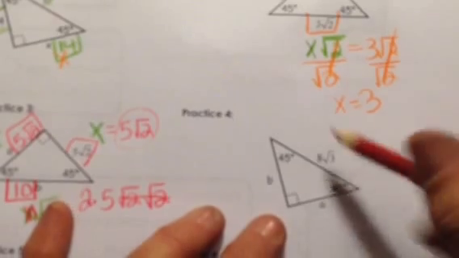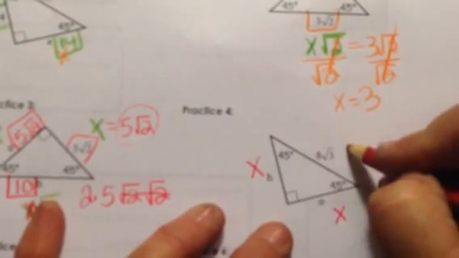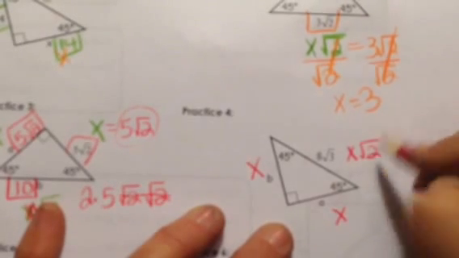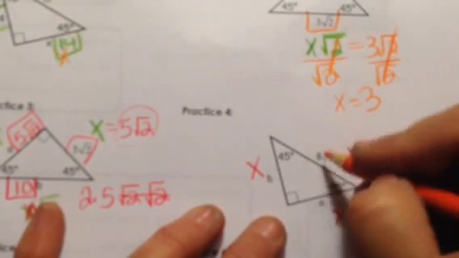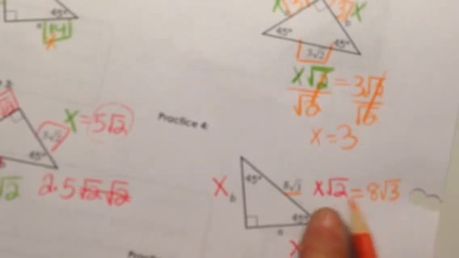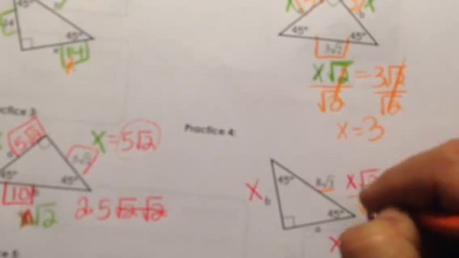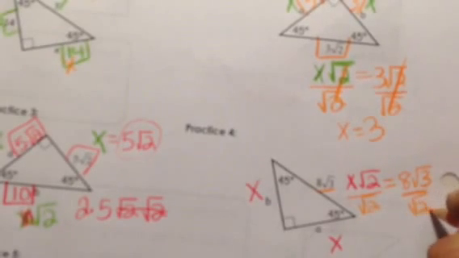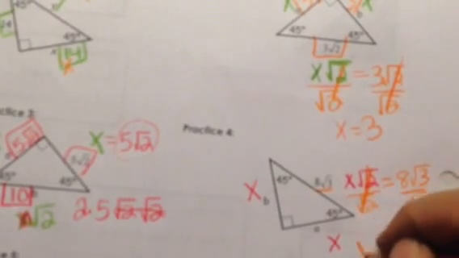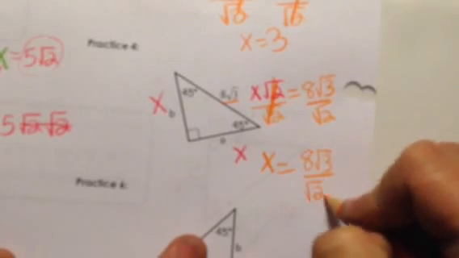Practice 4. Label or put your pattern x, x, x square root of 2. Find your number. So this equals 8 square root of 3. Now see, these are different radicals. So we can't just say x is 8 this time. We have to divide by the square root of 2, divide by the square root of 2. That gives us x equals 8 square root of 3 over the square root of 2.